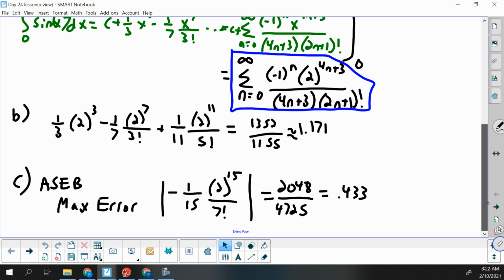It's an alternating series, so we can use alternating series error bound. Our max error is the absolute value of that next term. So the next term would be a negative 1/15 x raised to the 15th, and we'd be over a 7 factorial. So fill in 2, take the absolute value, and we would either have that fraction or out to 3 decimal places form.